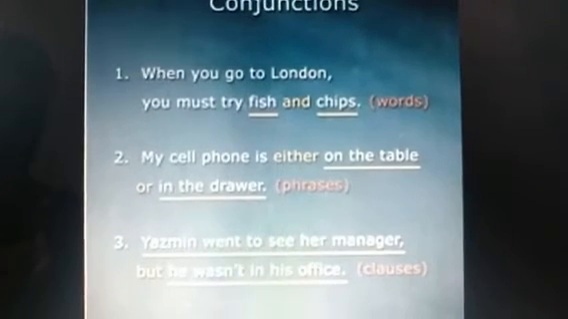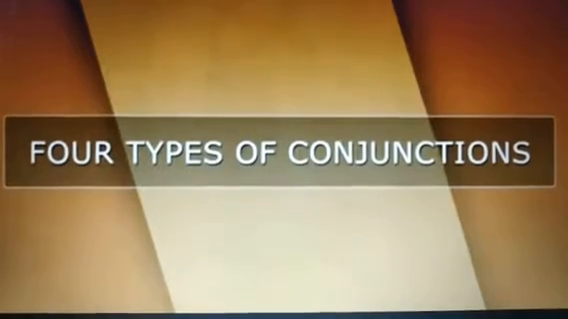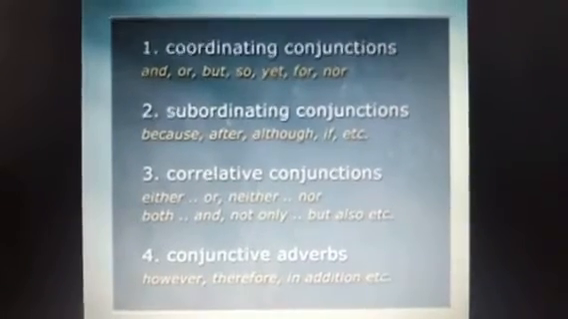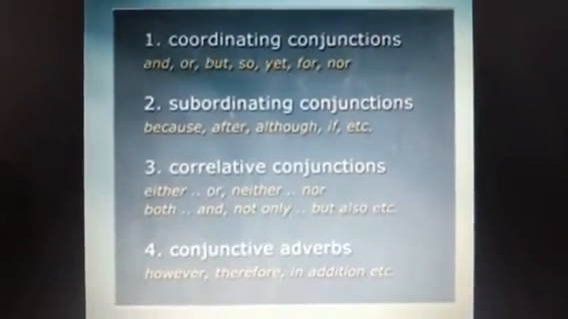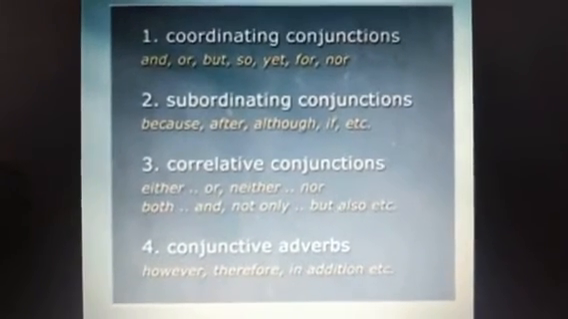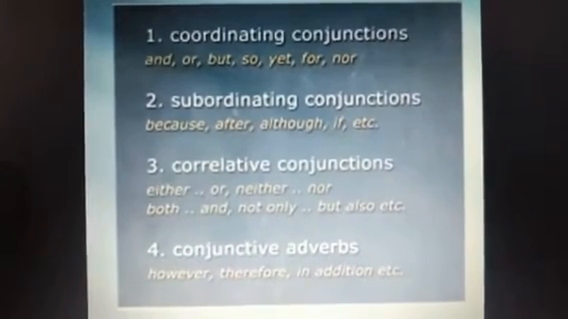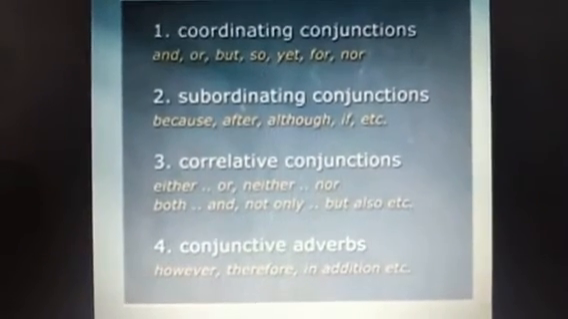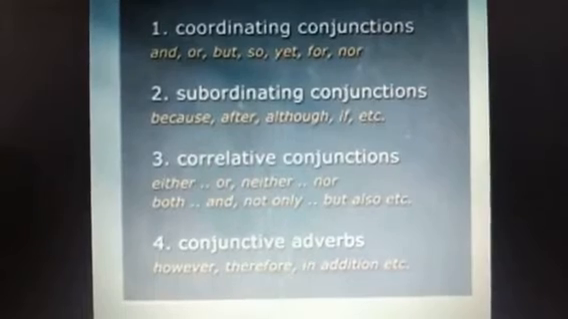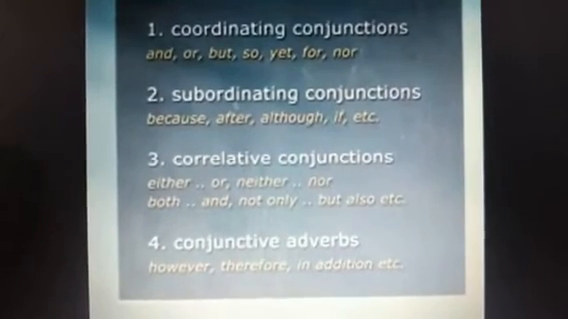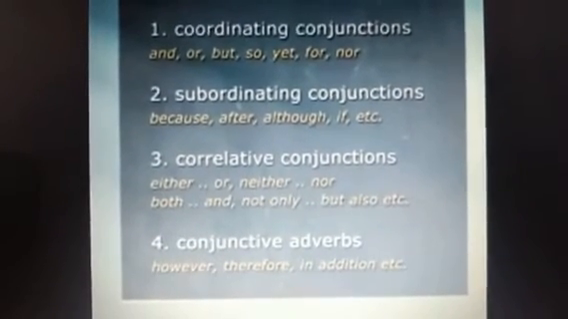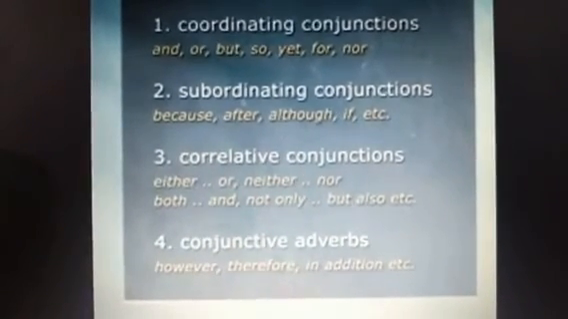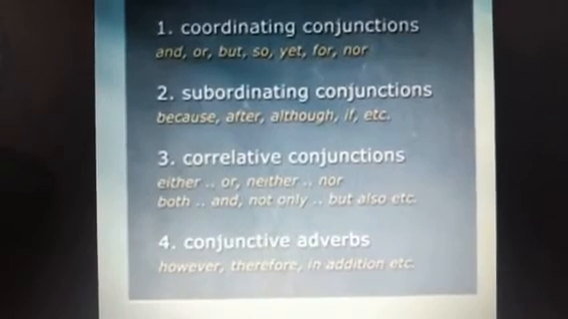Alright, so now let's talk about the different types of conjunctions in English. So conjunctions come in 4 major types. First is coordinating conjunctions. These are the words and, or, but, so, yet, for, and nor. Second is subordinating conjunctions like because, after, although, if, until, etc. Third one is correlative conjunctions. These are pairs of conjunctions actually, such as either or, neither nor, not only but also, etc. So in each one you see two words that always go together.